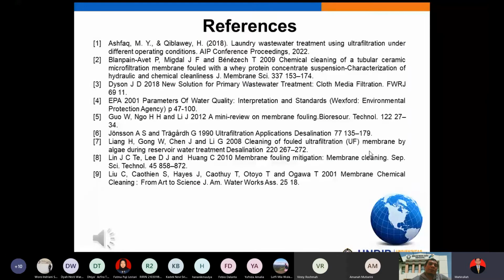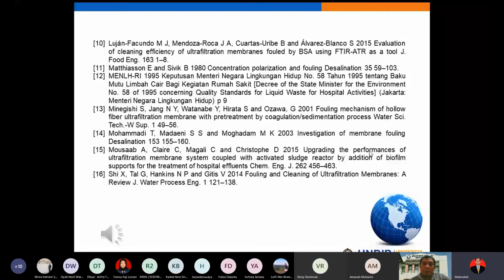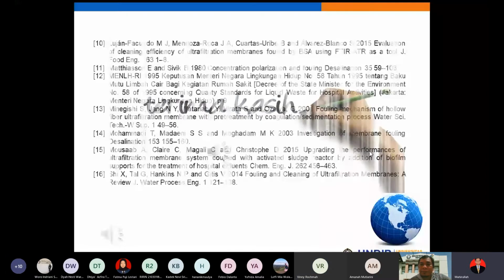Next are the references used in this research, and these are the other references that we use. So that is my presentation, and thank you.